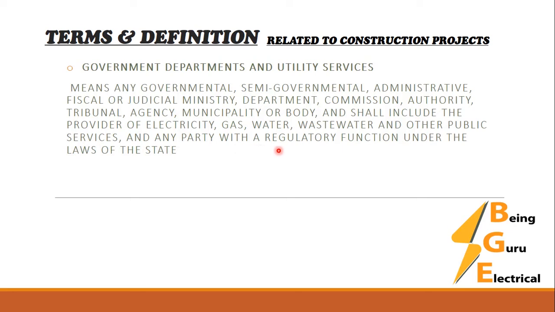So government department and utility services also serve a basic and most important part of the project document. You may need electricity for your construction project, you may need gas, you may need water, wastewater and other public services. So this is very important for any construction project. You may need some ministry approval, you may need some administrative approval, you may need some municipality services. So this is very important in the construction projects.